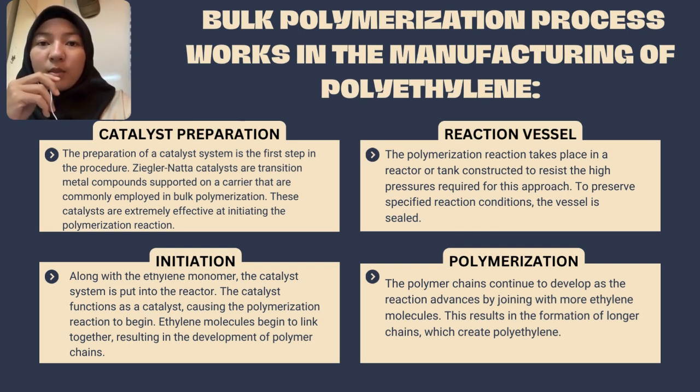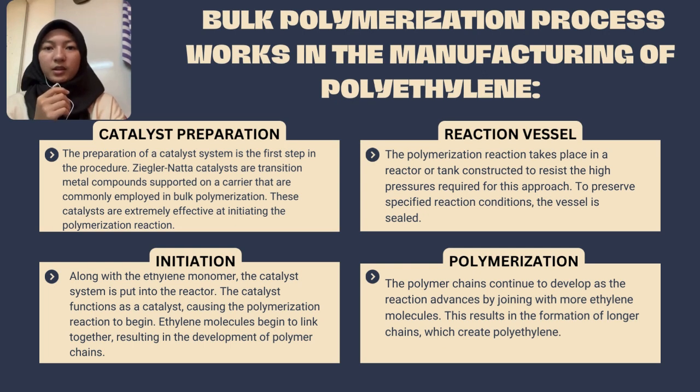Next is the reaction vessel. The polymerization reaction takes place in a reactor or a tank constructed to resist the high pressure required for this approach to preserve specific reaction conditions. The vessel is sealed. Next one is initiation. Along with the ethylene monomer, the catalyst system is put into the reactor. The catalyst functions as an initiator, causing the polymerization reaction to begin.